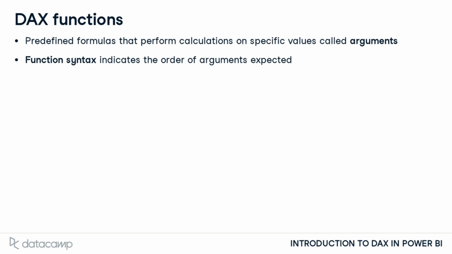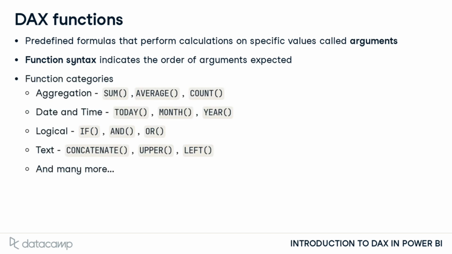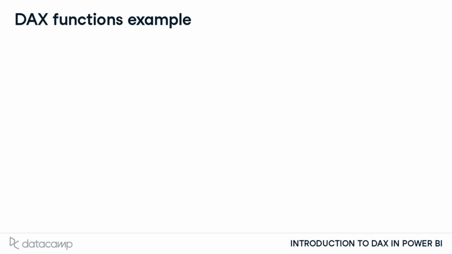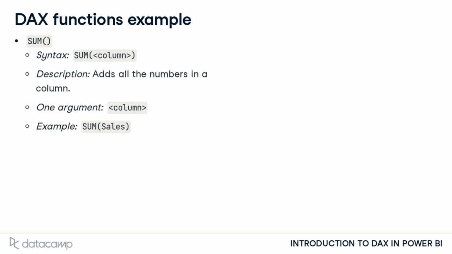DAX has over 200 different functions that fall into several categories, including aggregation, date and time, logical, text, and many more. You can find a full list of all functions and their syntax in Microsoft's documentation linked here. Let's take a look at two examples, starting with the sum function. The sum function takes a column and adds up all the numbers. It has one argument. In the example, we are summing the sales column.